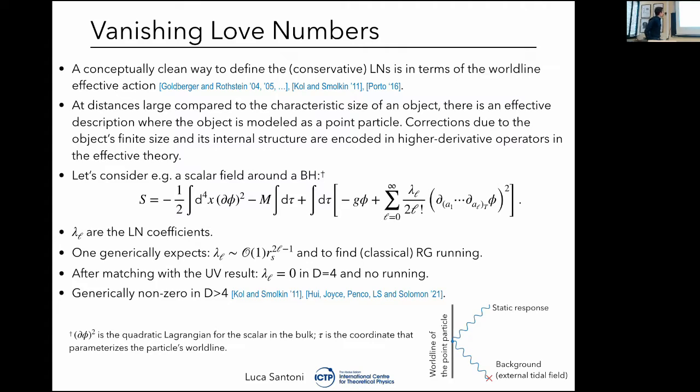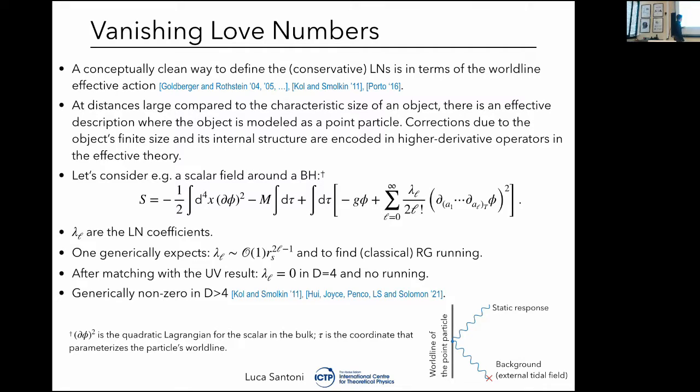which is the following. A conceptually clean way to define the Love numbers is in terms of a worldline effective action. The idea is the following. If you look at the black hole very far away, the black hole is basically like a point particle. And we can construct an effective theory that describes the properties of this point particle object. In particular, corrections due to the finite size of the object are taken into account in terms of irrelevant operators in some effective field theory sense.